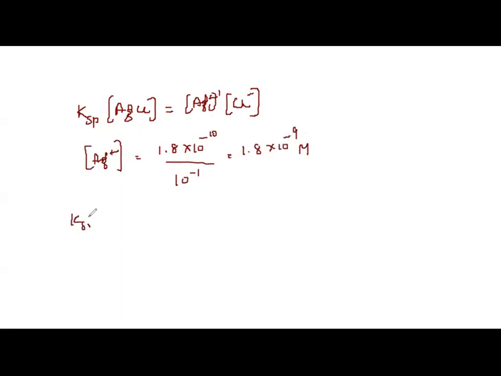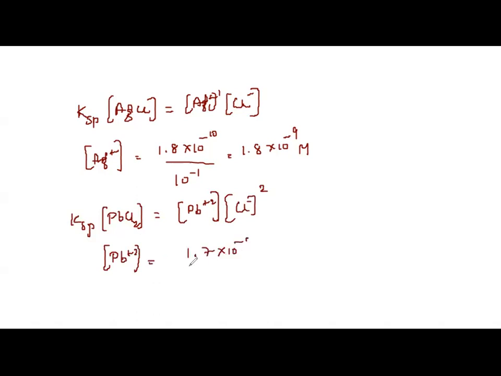And the Ksp, that is the solubility product, of PbCl2 is written as the Pb plus 2 concentration into the Cl minus concentration raised to 2. So the Pb plus 2 concentration will be the given solubility product, 1.7 into 10 raised to minus 5, divided by 10 raised to minus 1 the whole square. So 10 raised to minus 2. It comes out to 1.7 into 10 raised to minus 3.